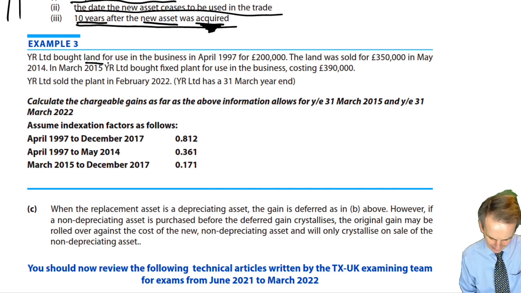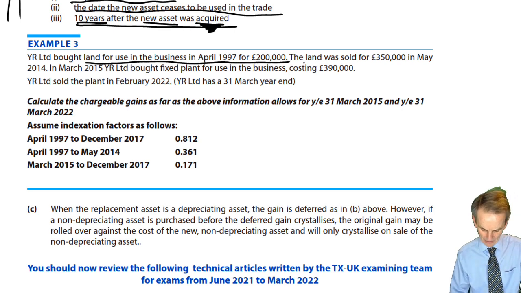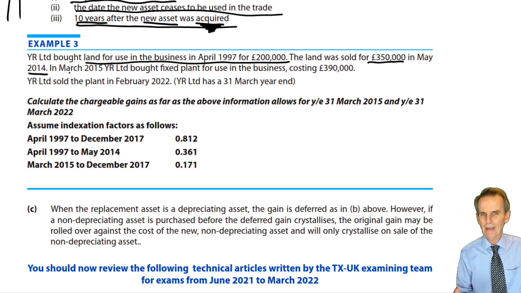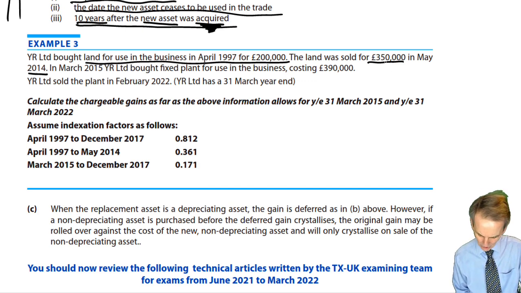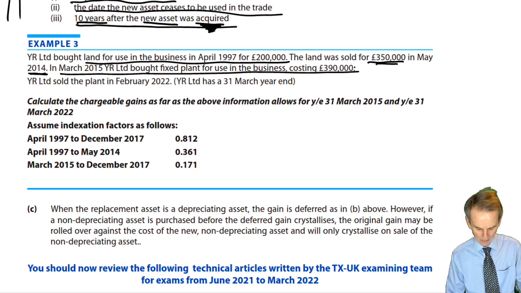The company bought land for use within the business in April 97 for £200,000. The land was sold for £350,000 in May 2014. So this is a long way back. You expected, no doubt, to see that sale happening now. But that land was sold for £350,000 in May 2014, at which point a gain would have been computed. In March 15, YR Limited bought fixed plant for use in the business, costing £390,000.